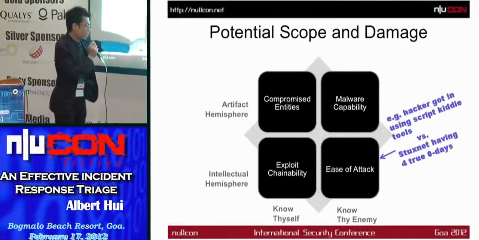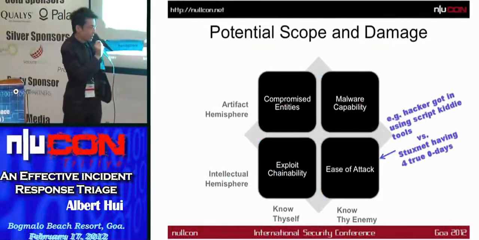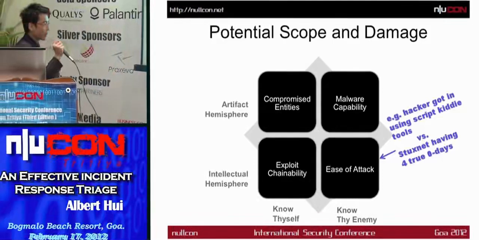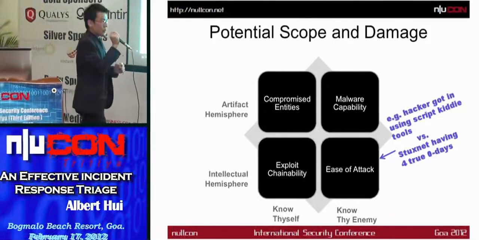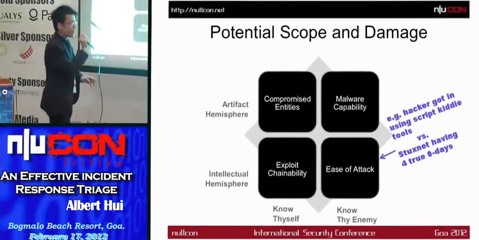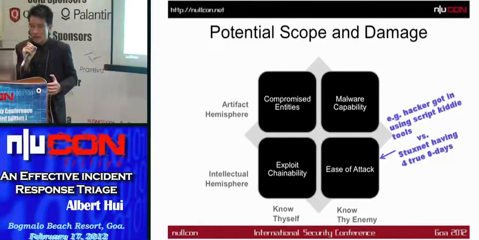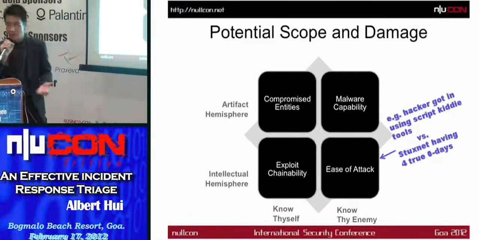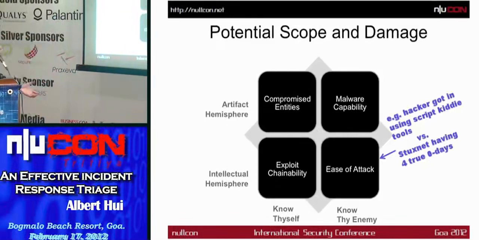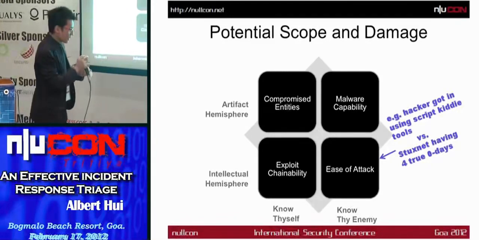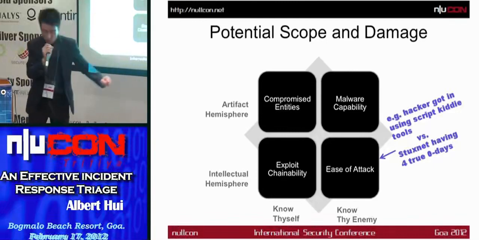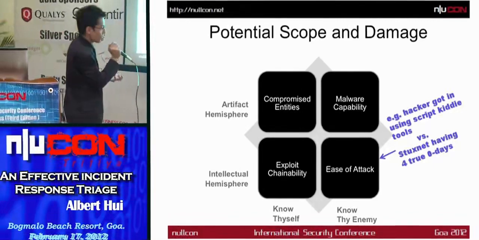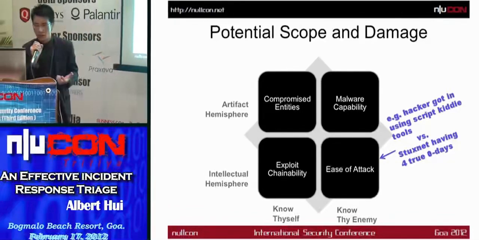So you look at the interplay of risk, and the most important quadrant, I argue, is the ease of attack methods. Now, we all know that if a hacker got in using script kiddie tools, it's very different from a hardcore attack such as a subnet having 4 true 0 days. You know you are dealing with a completely different kind of adversary. And if you know the hardcore level of your adversary, this would become valuable in directing your mitigation.